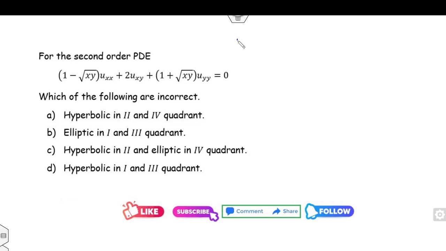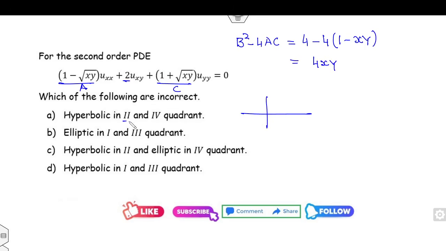Now again you can see I can start with b square minus 4ac. What is a? b square is 4. This is my b. This is a. This is my c. So b square minus 4ac, that is a plus b, a minus b, that is a square minus b square, 4 times xy. So in the second quadrant, x is less than 0, y is positive. Hyperbolic? Once x is less than 0, y is less than 0, it is a less than 0. So that is elliptical. It is not hyperbolic.